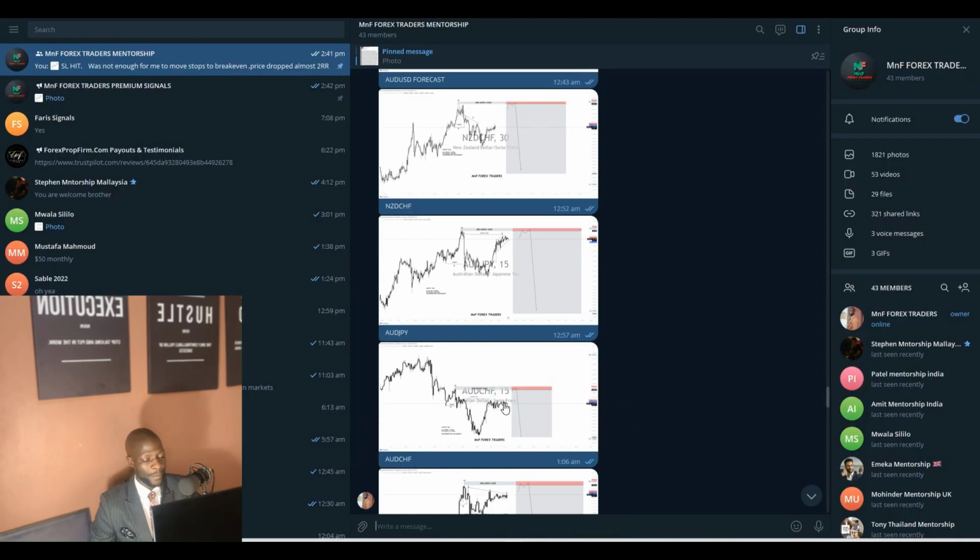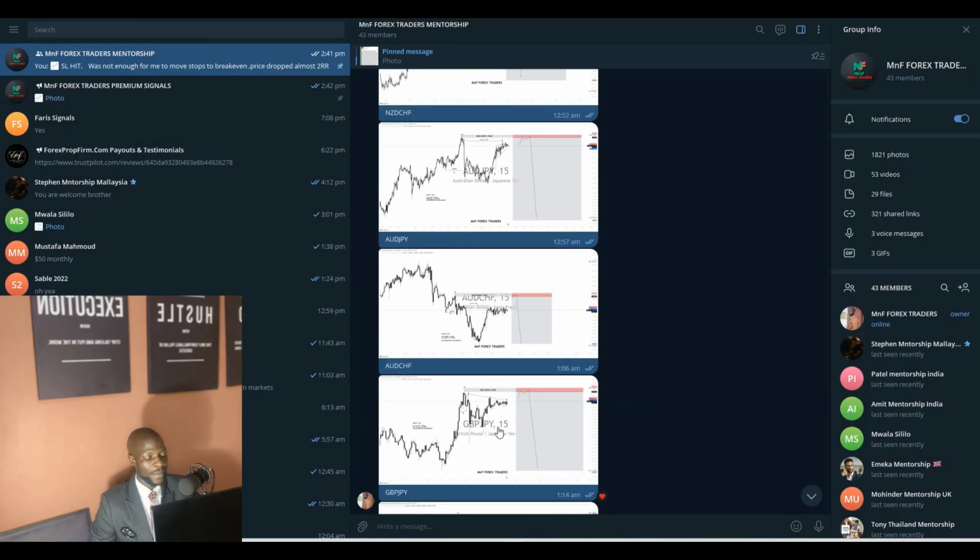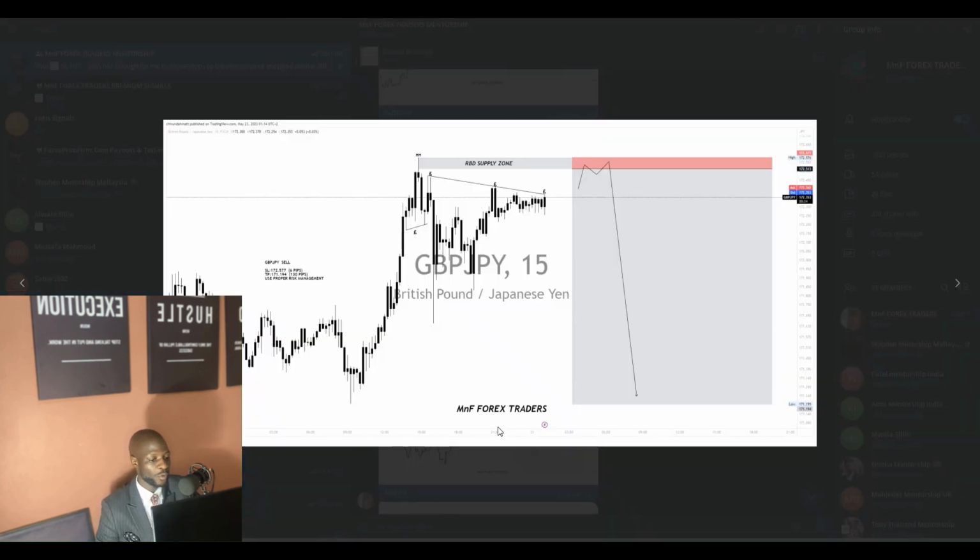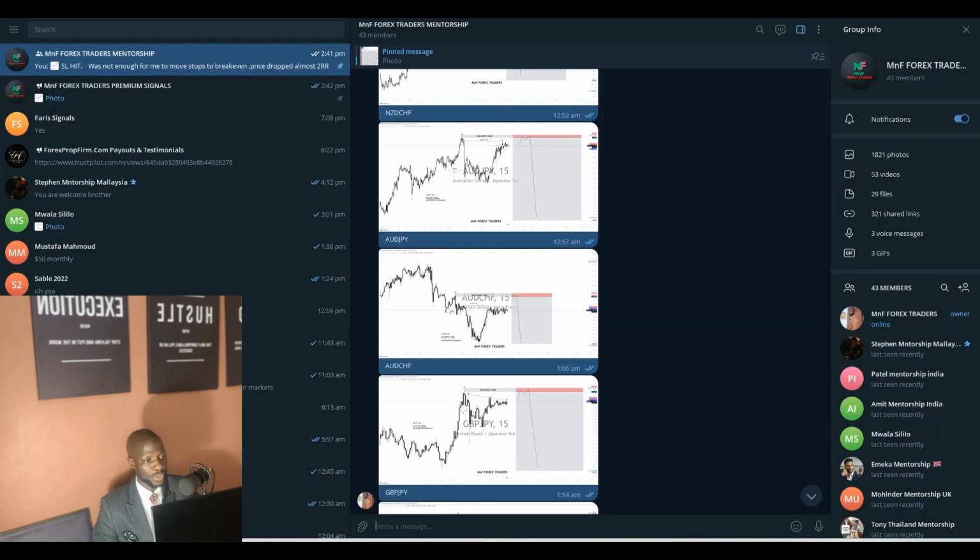But the reason for me posting in the mentorship communities is for you guys to be able to take these trades as they come, because sometimes I'm not going to be on the chart, and that's the time for you to actually take a particular trade with the confidence that you need, because you understand how we trade, right?